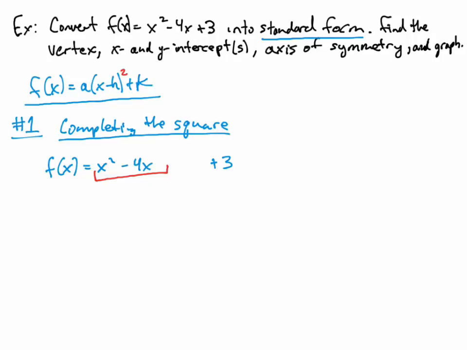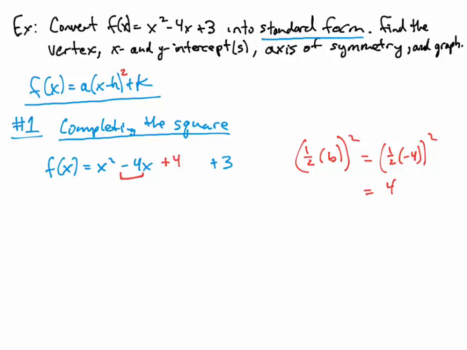Okay, so what we do is we look at the b value right here, and the b value is negative 4. And what we do is we take half of the b value, and then we square that. So the b value here is negative 4, so we're going to take 1/2 of negative 4, and then we're going to square that. So half of negative 4 is negative 2, negative 2 squared is 4. So what we do is we add 4 here.